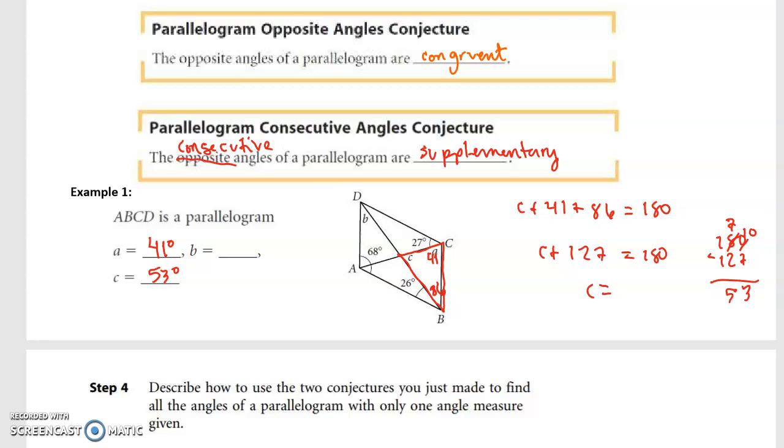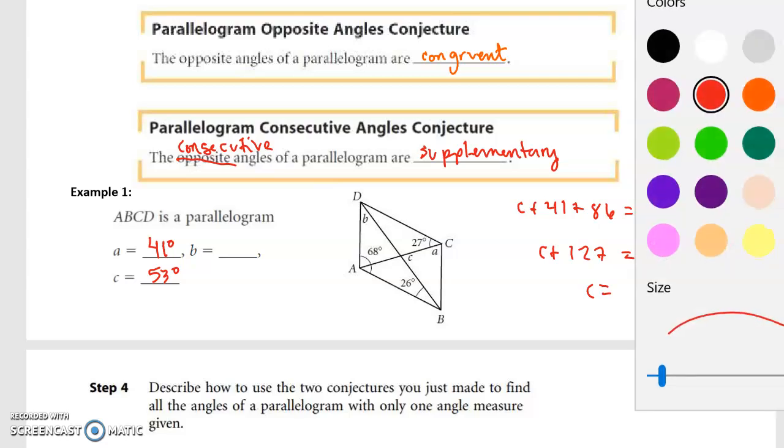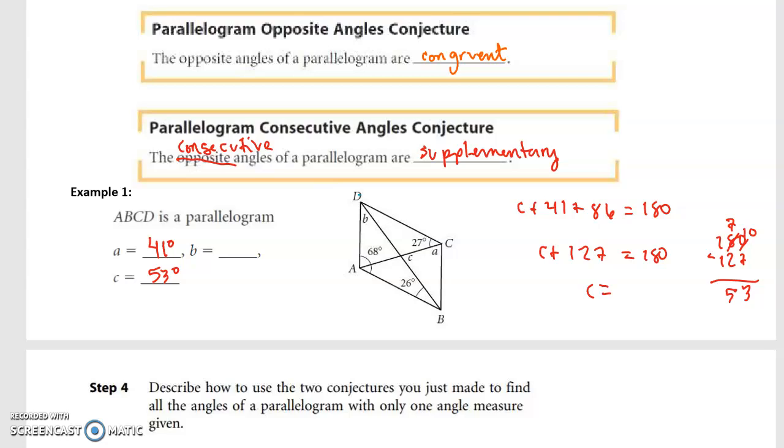Okay, so then how are we going to find B? Well, again, finding C, notice this is a vertical angle, so that's going to be 53 degrees. And then we could do a couple different things here. I want to show you a couple different opportunities. One of the things I want you to remember is that the sides of a parallelogram are parallel. So that means this segment and this segment are parallel.